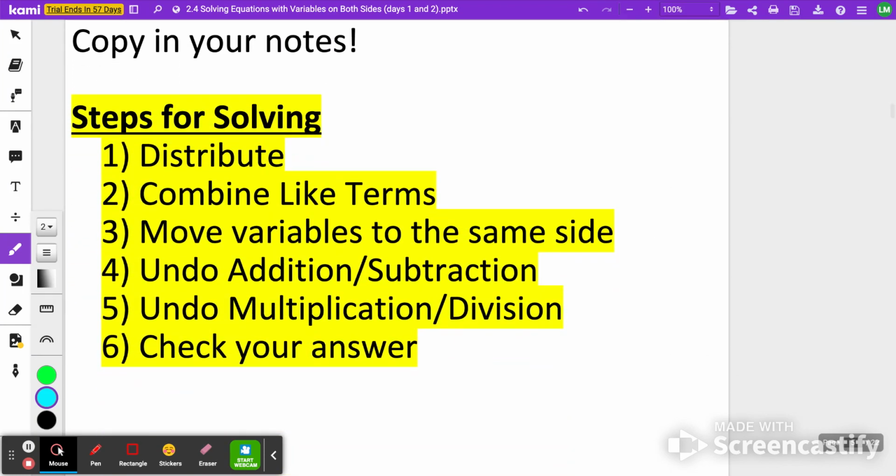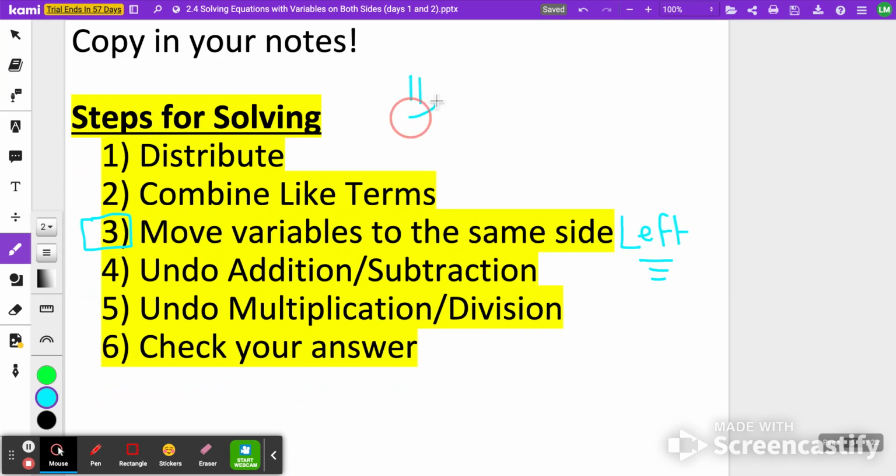Anytime we have variables on both sides, we want to make sure: do we need to distribute first, combine like terms, then we're going to move variables to the same side. Typically, I'm going to try to get you to start by defaulting to putting the variables on the left-hand side. Once you get more comfortable, you can always move your variables to the left or the right side. But this is just a good starting point, so you don't get everything mixed up. We're going to undo any addition or subtraction, then undo multiplying and dividing, and then check your answer. So the only new step we're adding in here is step 3, moving those variables to the same side.